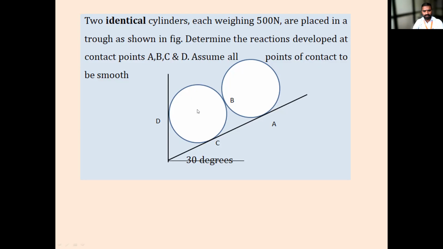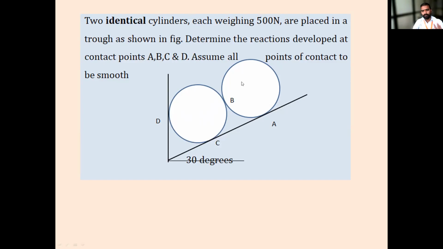So consider this is cylinder 2. How many contact surfaces are there? At D, at B, at C, and again there is the weight of the cylinder. That means there are a total of 4 forces. How many are unknown among these 4 forces? RB, RC, RD. So 3 forces are unknown.